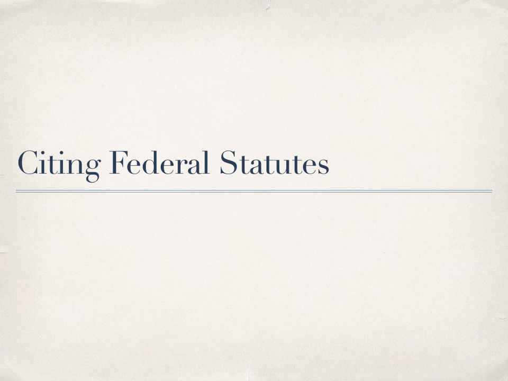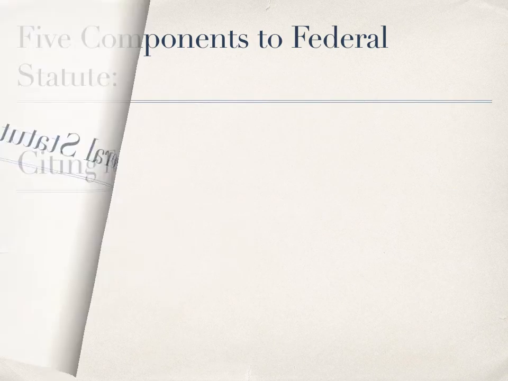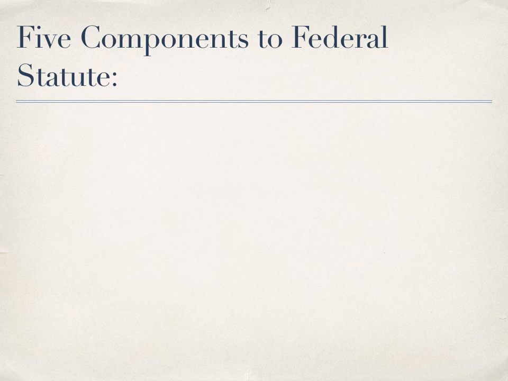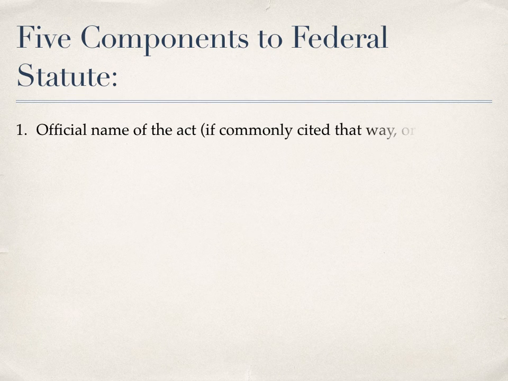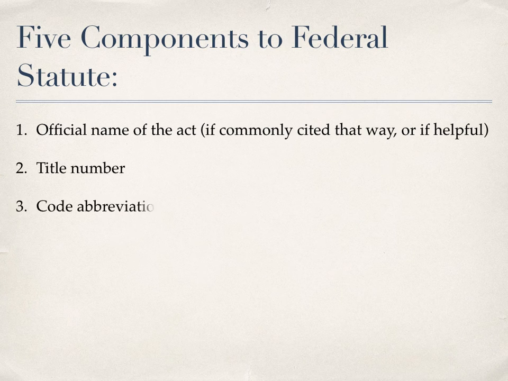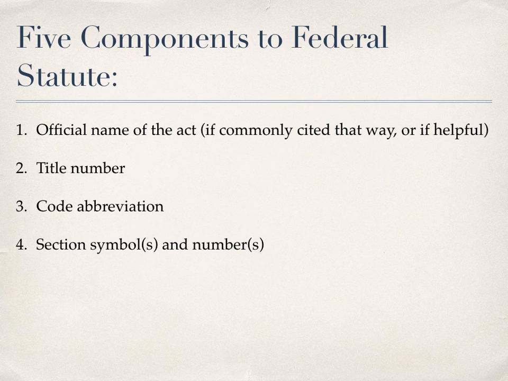When looking at citing statutes, we have to remember that we have two different statutory schemes. The first scheme we're going to talk about today is how to cite federal statutes. There are 5 components to a federal statute cite. First is the official name of the act, if it's commonly cited that way or if helpful. 2 is the title number. 3, the code abbreviation. 4, the section symbols and numbers. 5, the year of the code.